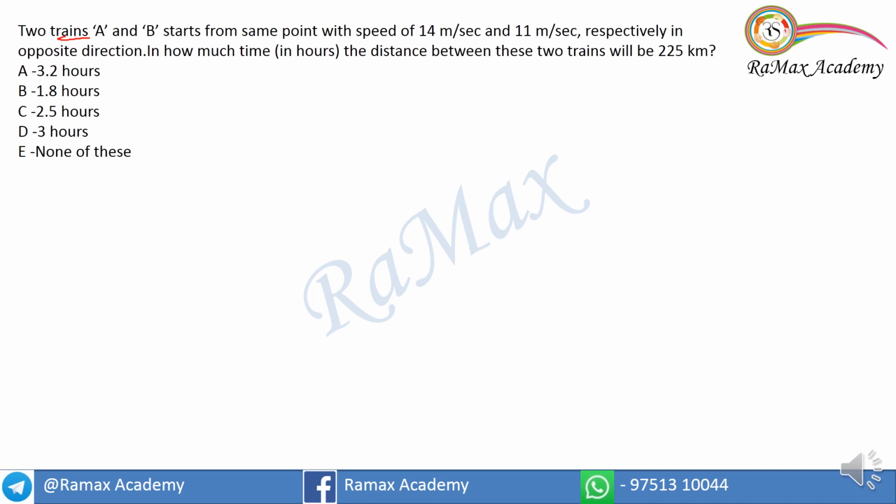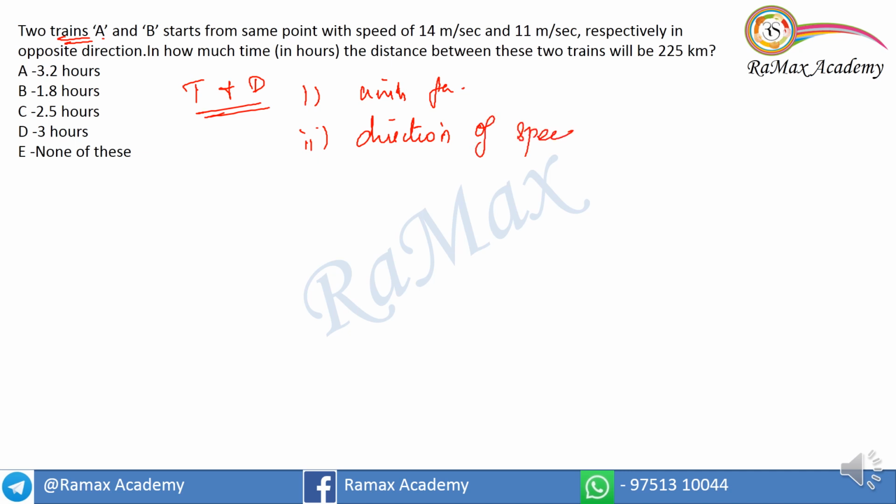Next, train problem. For time and distance, we need to note down two important points, which are units of all the factors, then direction of speed. For unit, the speed is given in meter per second, and the distance is given in kilometer. They are asking the time. It is given in hours. So we need to convert this meter per second into kilometer per hour.